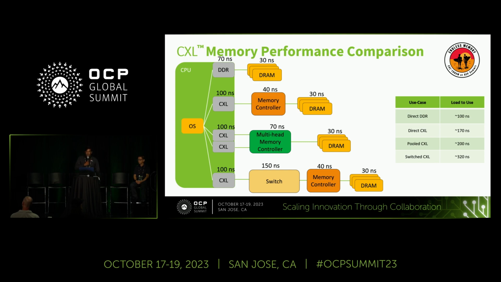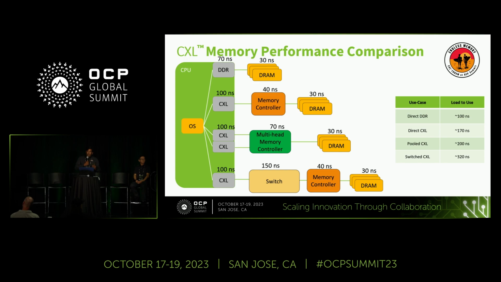So from a performance perspective, what do the latencies of these different tiers look like? For a traditional DRAM, the latency is around 100 nanoseconds. The DDR controller on the CPU itself is estimated to have a latency of around 70 nanoseconds, and the DRAM component is around 30 nanoseconds. For a direct attached CXL, let's assume the memory controller adds a latency of 40 nanoseconds. The DRAM will add another 30 nanoseconds. The CXL stack itself on the CPU, we can assume, adds around 100 nanoseconds. So the total direct CXL latency will be around 170 nanoseconds.